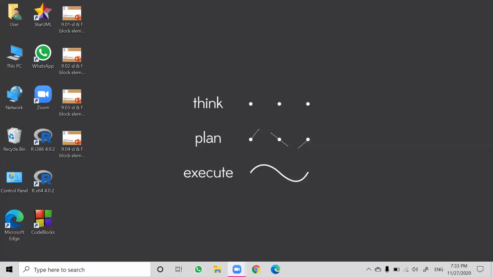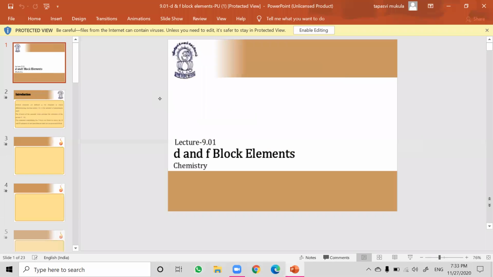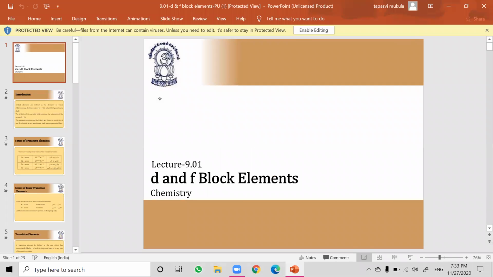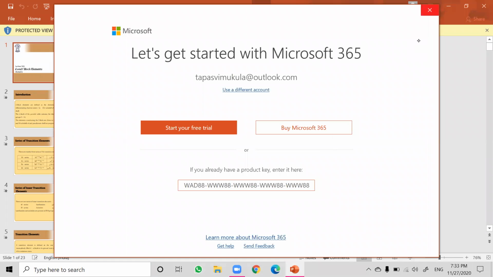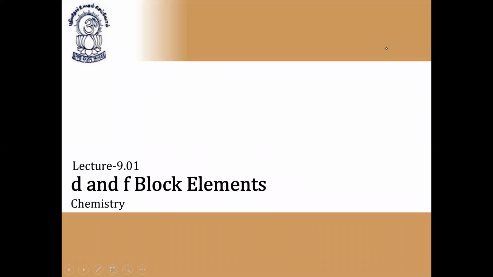So far, we have completed the 17th group and 18th group. Now, we are going to discuss D and F block elements. This chapter is very, very important. It is coming under inorganic chemistry study. So, we are starting now D and F block elements. From this chapter, also, you may expect questions for entrance examinations, and it's very easy also. So, please listen carefully.